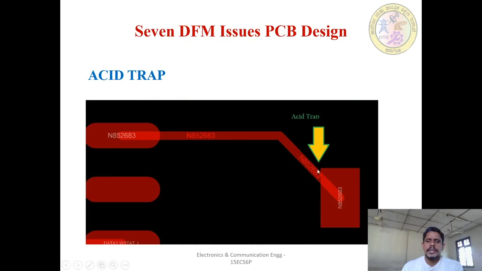This is the acid trap. This is the small area. While cleaning the PCB, in this area, that acid will remain. That will make the PCB track cut here. This should not be allowed. Such kind of connections are not allowed in the PCB. Therefore, you have to take the track like this and connect it straight.